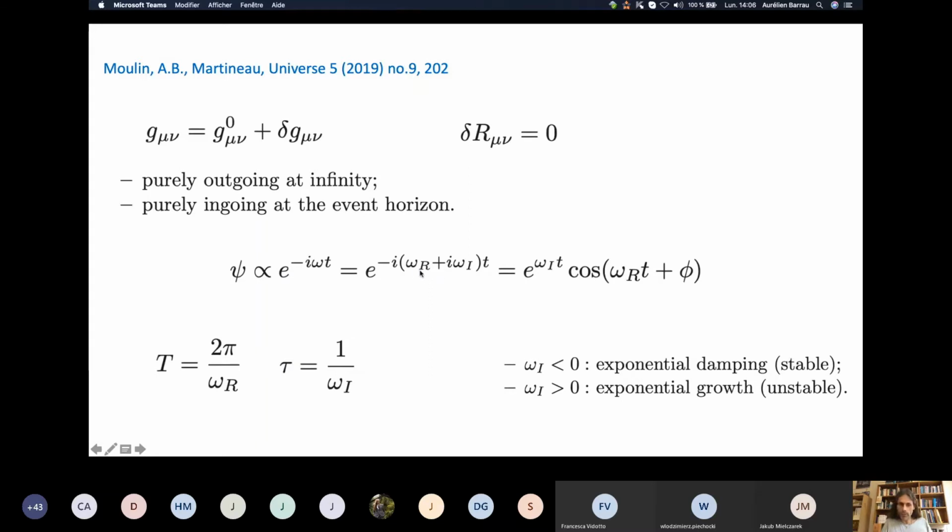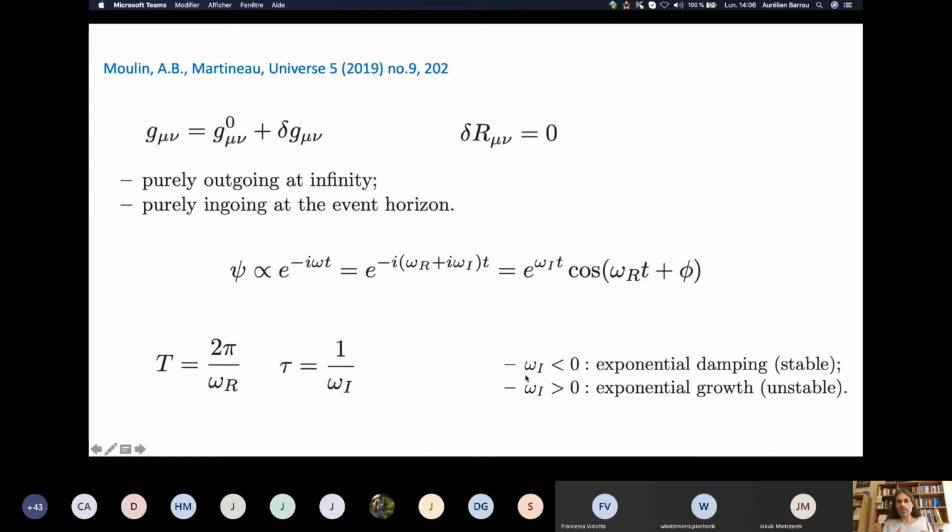Writing down the radial part of the wave right here, you can basically decompose the complex frequency into a real part and an imaginary part. The real part is the real frequency, and the imaginary part is related to the damping time. It's just the inverse damping time of the phenomenon. So when omega_I is negative, we basically face an exponential damping. So this is a stable system. And if it is positive, we have an exponential growth. So it is said to be unstable.